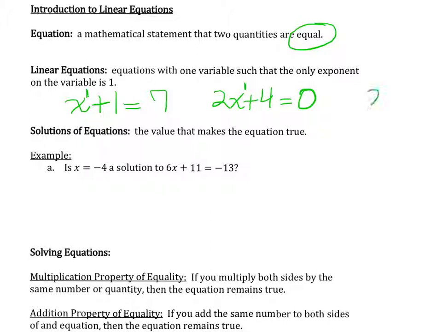A non-example would be one like this: 2x squared equals 7. Notice that 2 as the exponent. This makes it not a linear equation.